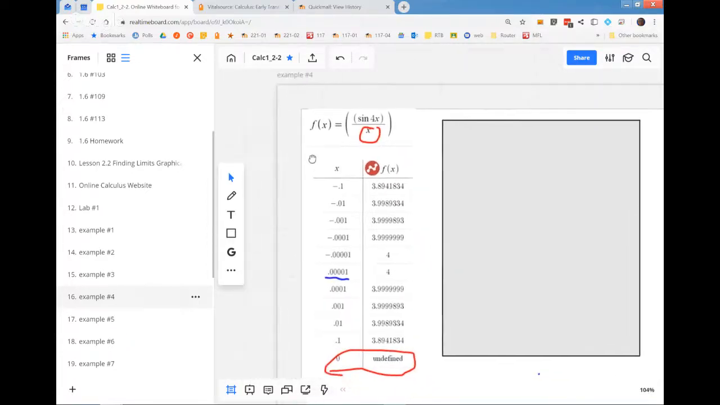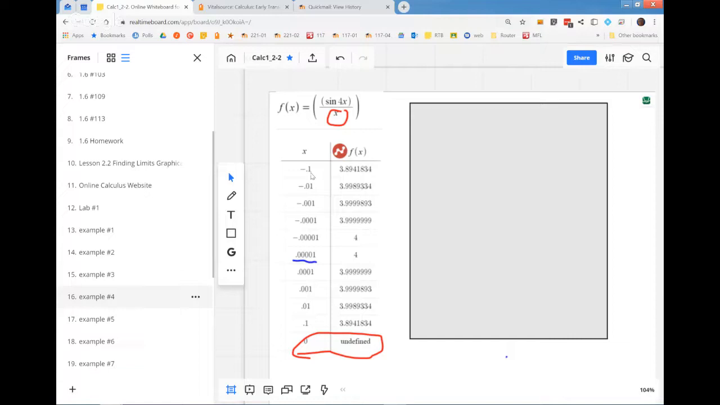And what am I doing with my chart? My x values are getting closer and closer to, see how they're getting closer to 0? And what happens to the function? Looks like it's getting closer to 4. Okay. How about the other way? When I try to put in positive numbers that are approaching 0, again, they seem to approach 4. Except for one thing. When I actually plug in 0, I can't calculate it. That's okay. You still got a limit.